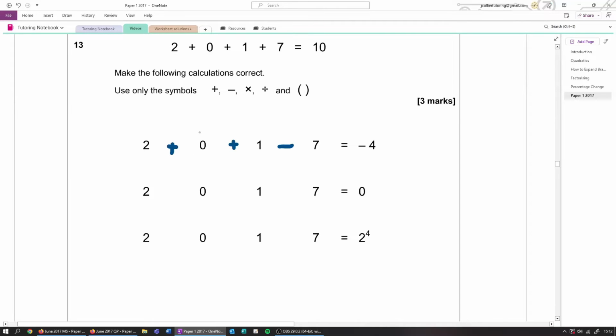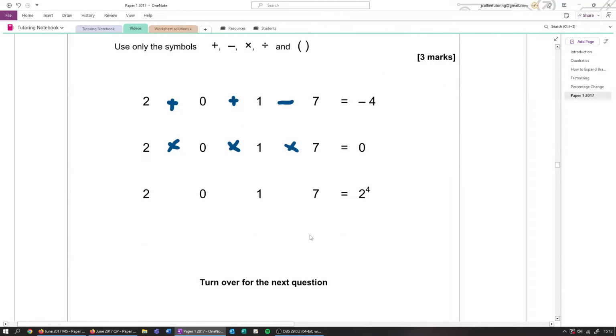This second one here, this is the nice one. So we know 0 times anything is 0. This n is just anything. So if I do 2 times 0, that's 0. Times with the 1 makes that all 0. Times it with the 7 makes that all 0 too. Okay, now this last bit, it's hinted by the fact that it is 2 to some power, okay?